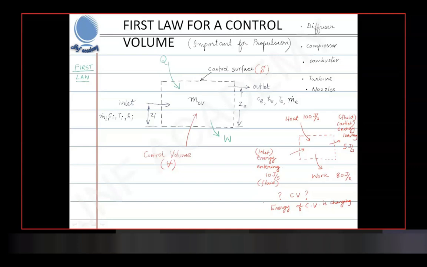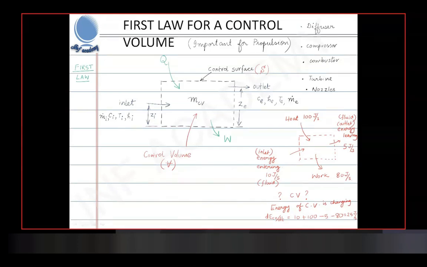And if you find out what dECV by dt, the change in energy, is, it's going to be 10 plus 100 minus 5 minus 80. Because the energy entering is 10 and 100, and the energy leaving is 5 and 80. So you see that dECV by dt is equal to 25, like our friend has pointed out. 25 joule per second. So every second, the energy of the control volume is rising by 25 joules. Okay. So this is just using numbers.